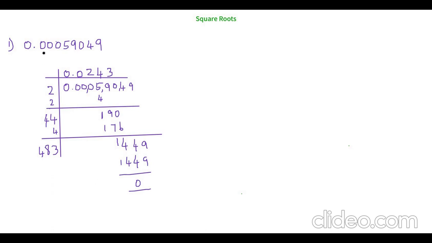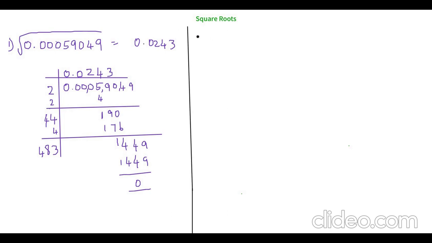So the square root of, sorry, I forgot to put a square root. So the square root of 0.00059049 equals 0.0243. Isn't it easy? As we did in the whole numbers, the division method, the same method we are going to use, but there is a decimal here. That's the only difference. So now let's see our second example for today.